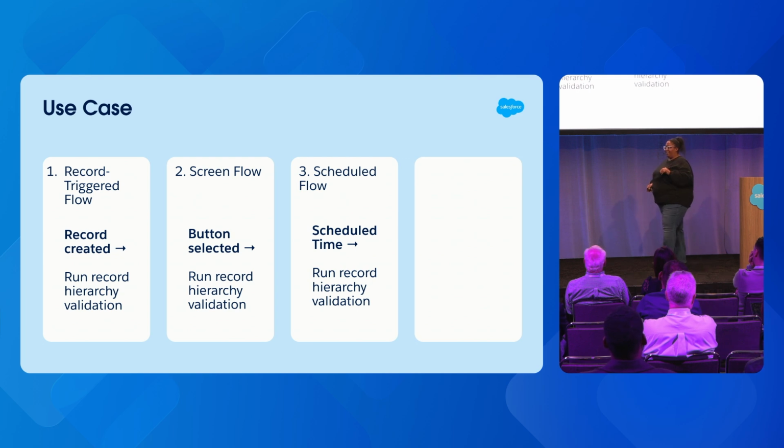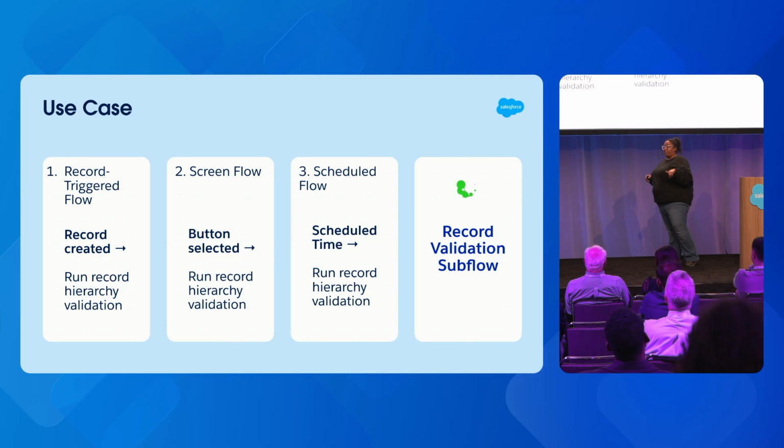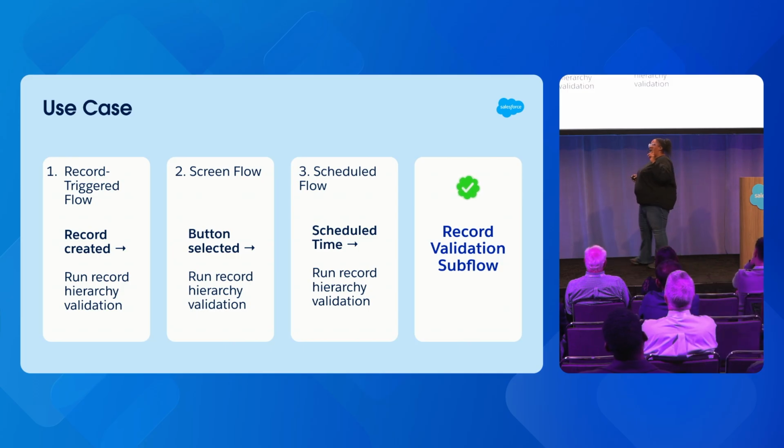It was a lot. So I introduced a record validation subflow. It took a little extra time as part of that project, but now I am able to deploy any changes to that logic much faster. I have one subflow running, and it is connected to the record triggered flow, the screen flow, and the scheduled flow. So any changes I have to make, I make to one flow, one deployment.